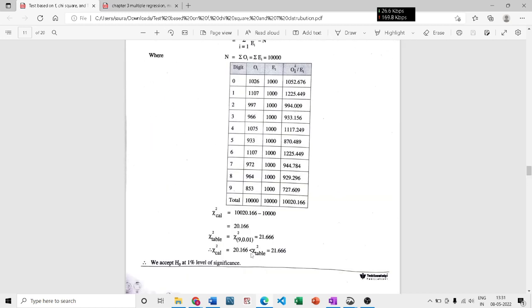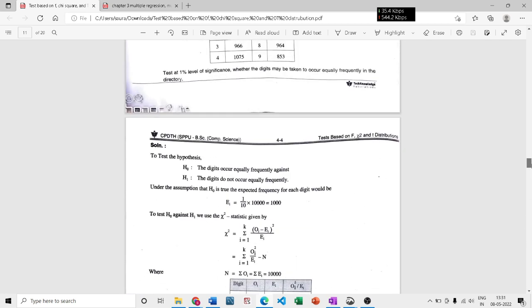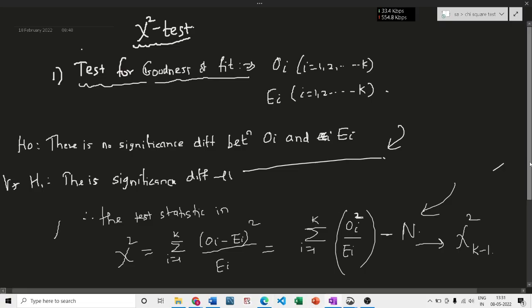Then we compare our calculated value and the table value. You can see that your calculated value is lesser than the table value. So we will accept H0 in this case. So we can say that the digits occur equally frequently. This will be your null hypothesis in this case. So this is all about the test for goodness of fit.